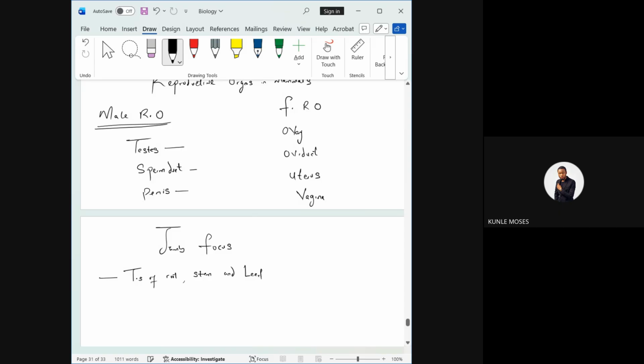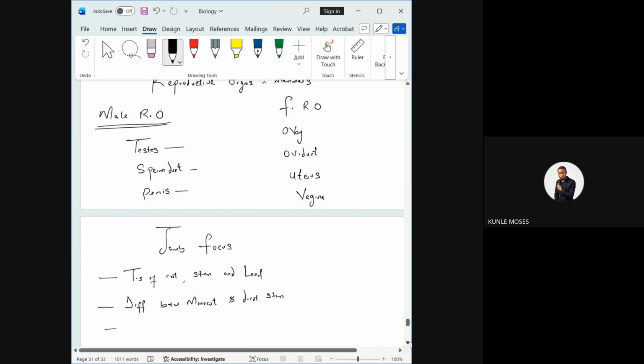The functions, the structures, the location. Please go and study it again. Go and check the previous class recordings. The differences between monocotyledons and dicotyledons, between monocots and dicots. These are JAMB typical questions. And dicot stem.